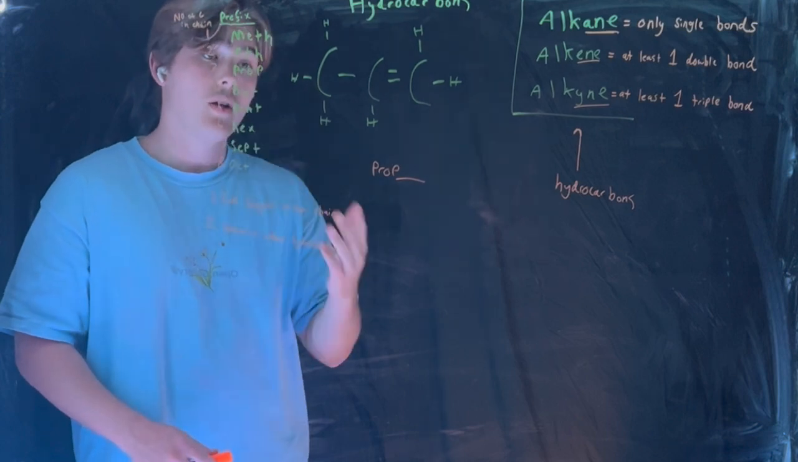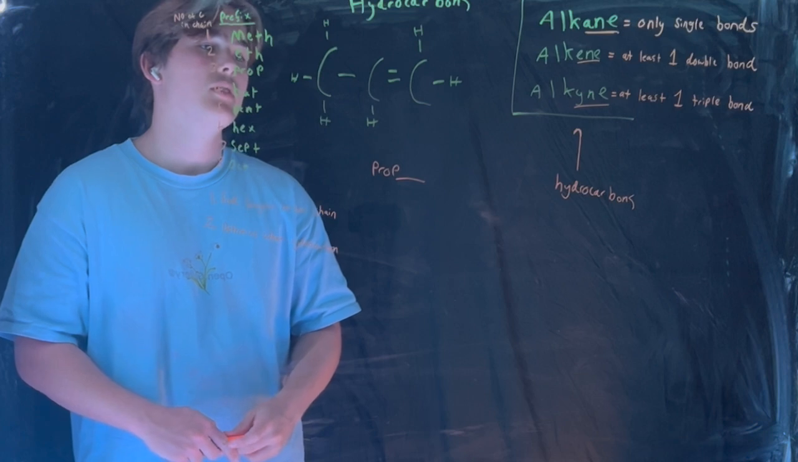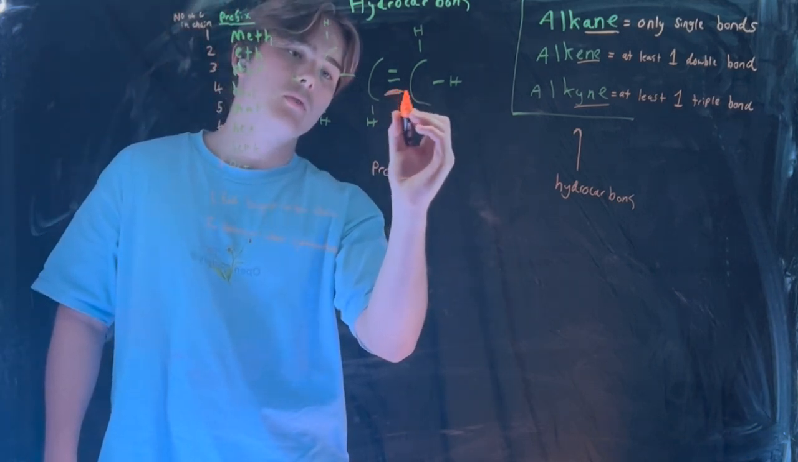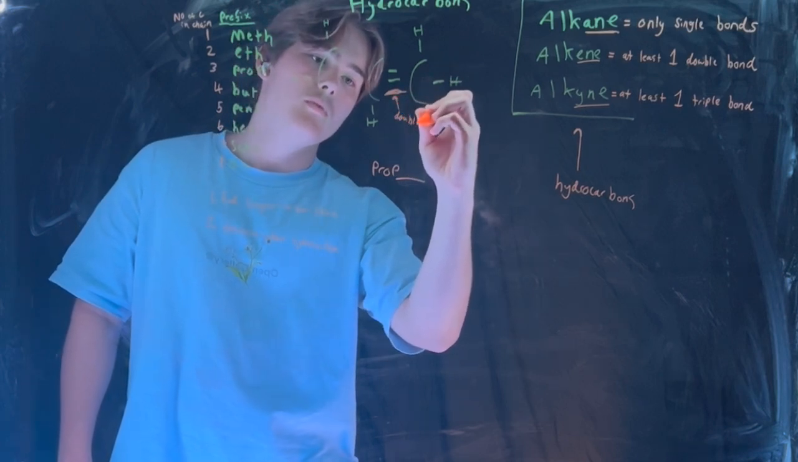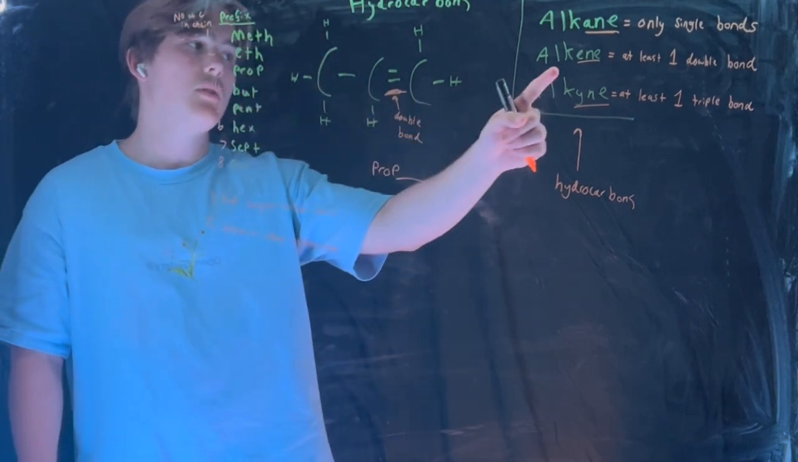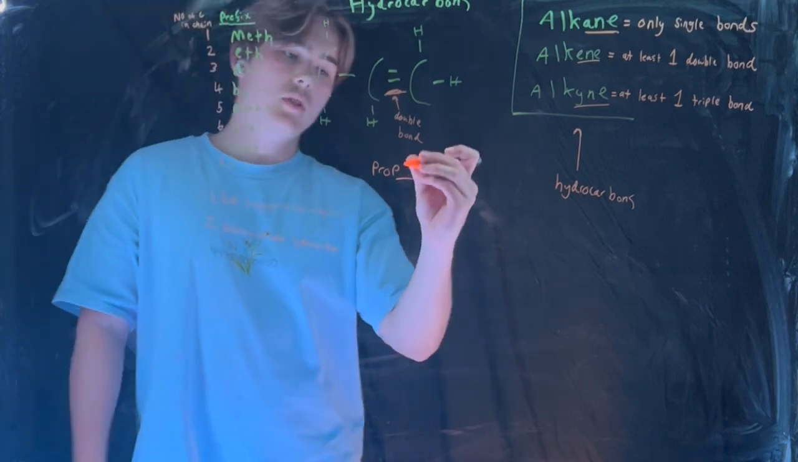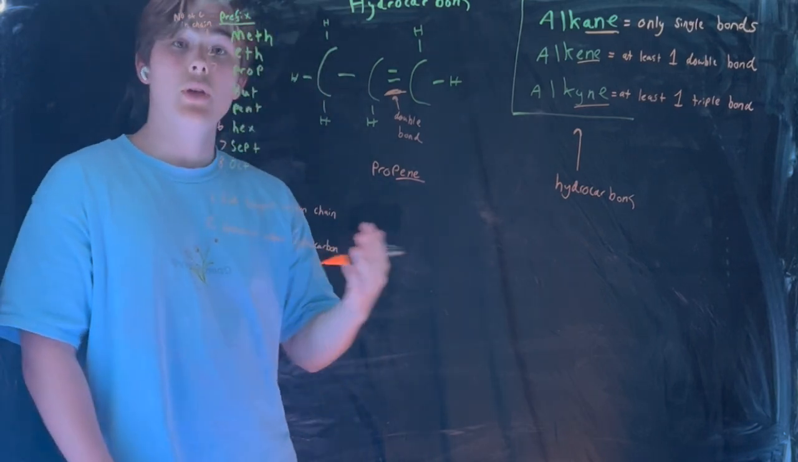Okay, what kind of hydrocarbon is this here? So what bonds are present? You can see that we have a double bond between these 2 carbons here. So we have a double bond. Okay, so we know that's going to be an alkene, right? Because we have a double bond. So the suffix in this molecule here is ene, giving propene.